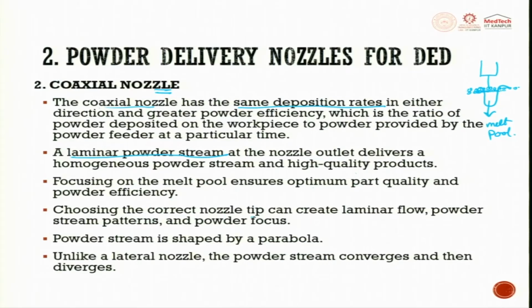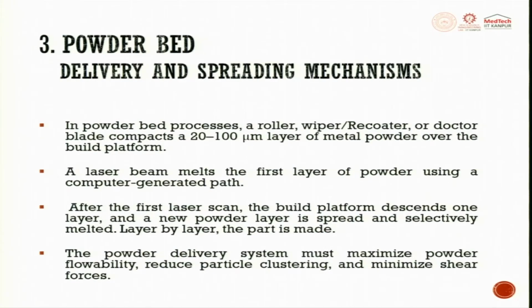Choosing the correct nozzle tip can create lamellar flow, powder stream pattern and powder focus. Like you had your TEM10 mode, here also when you have these nozzles, you can start playing with it. The powder stream is shaped by a parabola, same thing like your astigmatism, we are talking about a parabola. Unlike a lateral nozzle, the powder stream converges and then diverges. So you have to find out what it is. So it's focused and then it diverges.